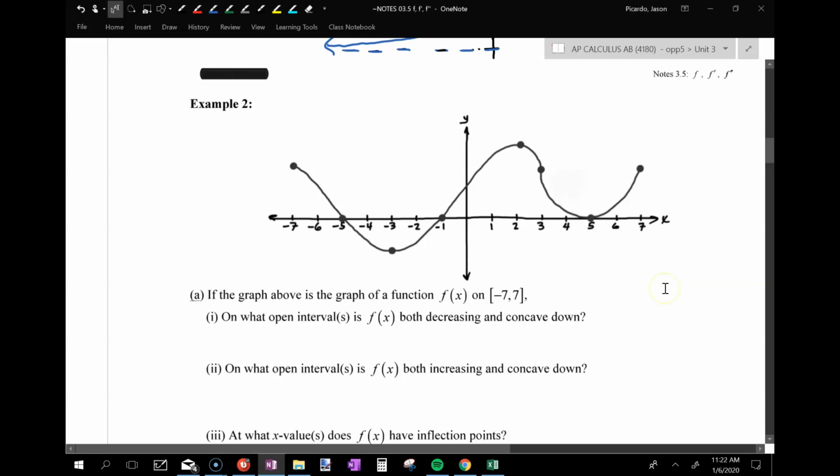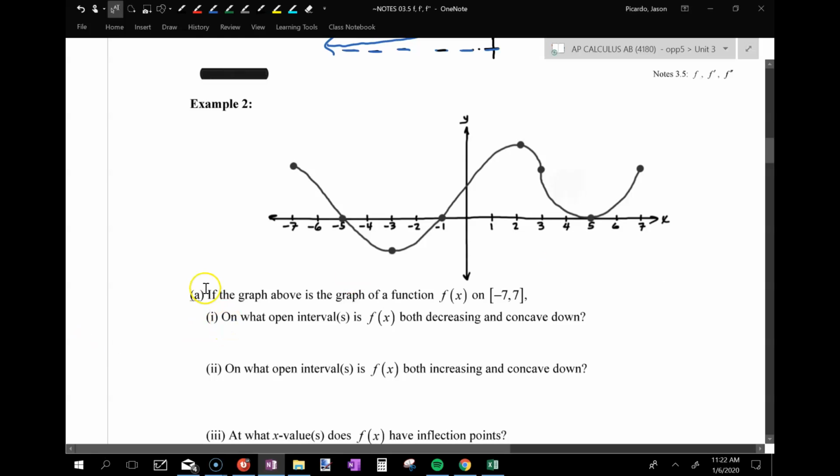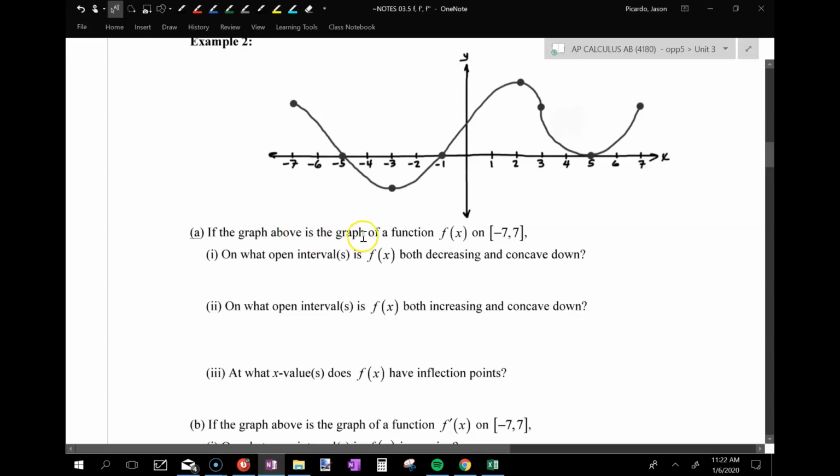All right, guys. Here's what we're going to do now in example 2. Okay. This is some graph. What it says in part A, it says, if the graph above is f of x on a closed interval, then answer these questions about f of x. Well, what did I say at the beginning? I said, if the graph above is f of x. So talk to me. What's happening for decreasing and concave down? Is this graph decreasing and concave down anywhere?